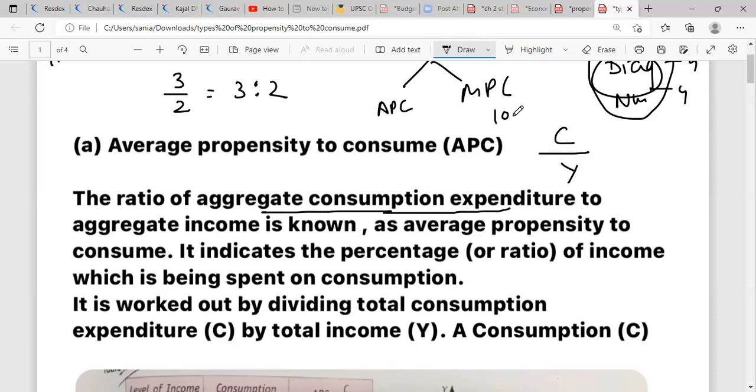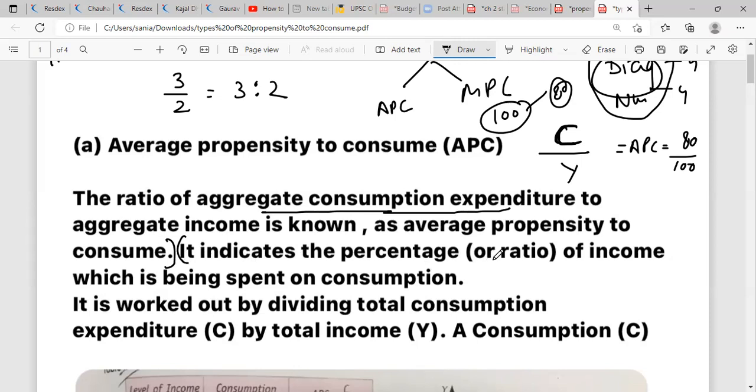For example, your income is 100 rupees and out of this you spend 80 rupees. What will be your APC? If I ask you to write APC, it will be 80 divided by 100. Yes or no, Mahdi and Halima? Yes. So what is average propensity to consume? It is the ratio of consumption expenditure, how much money you are spending on consumption, divided by how much money you are getting, what is your income. That is your average propensity to consume.